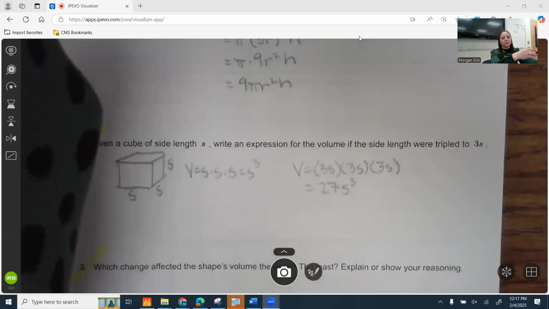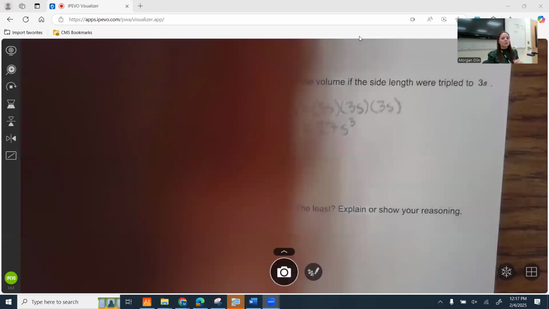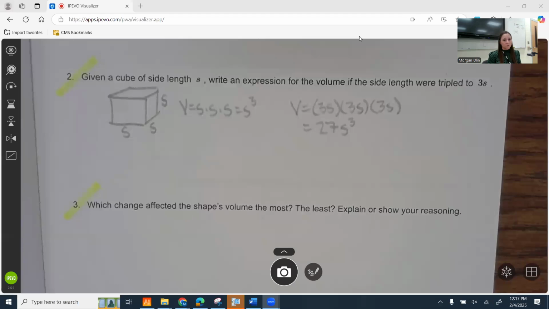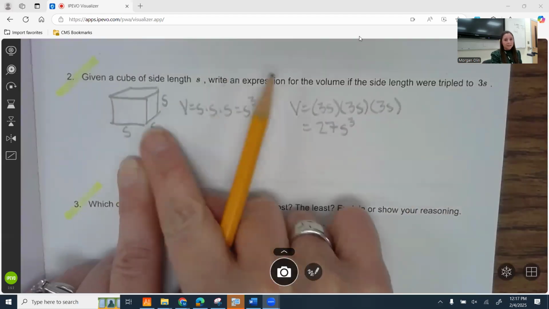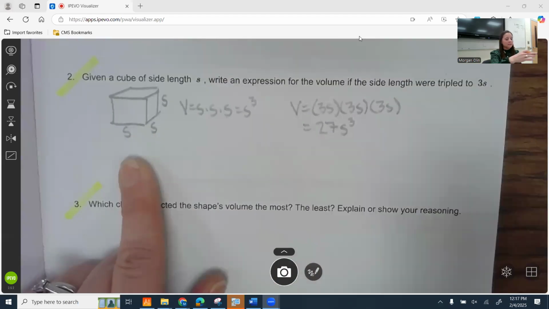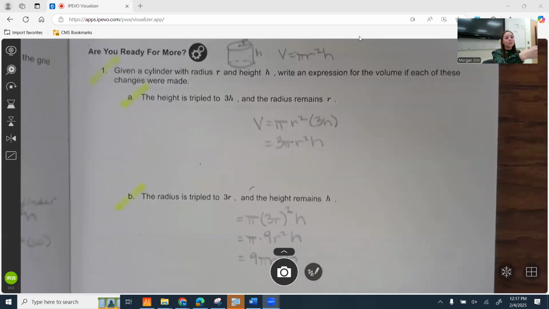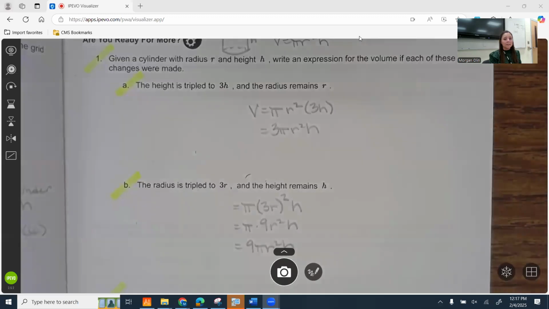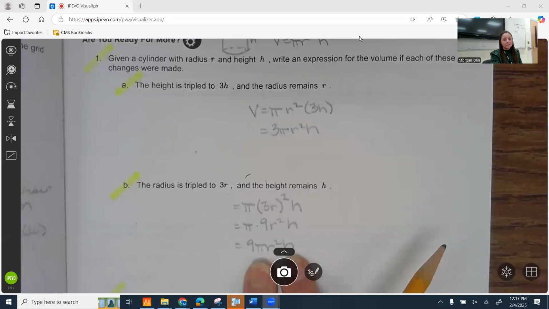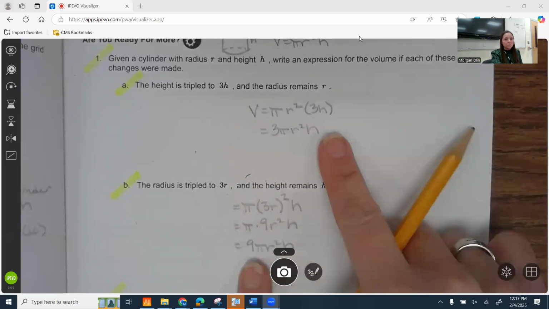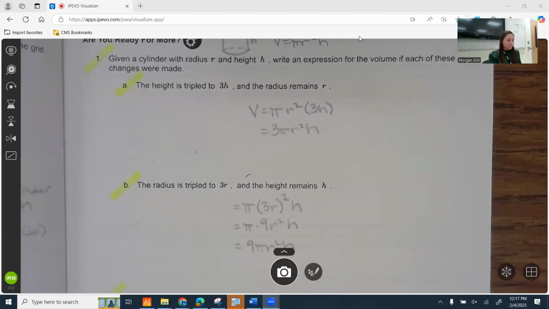All right. So which change affected the shape's volume the most? Which one affects the least? Well, anytime it changes all the sides, of course, it's going to affect it a lot. But when we go back up to the volume of a cylinder, what affected it the most? When I change the radius, it affected it the most, more than when I changed the height.